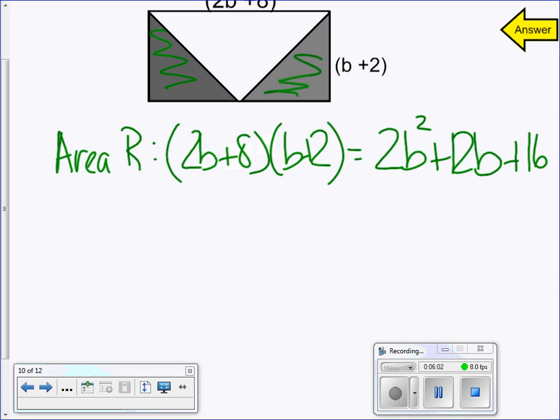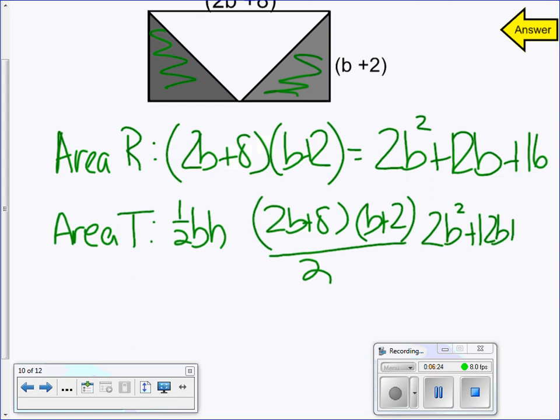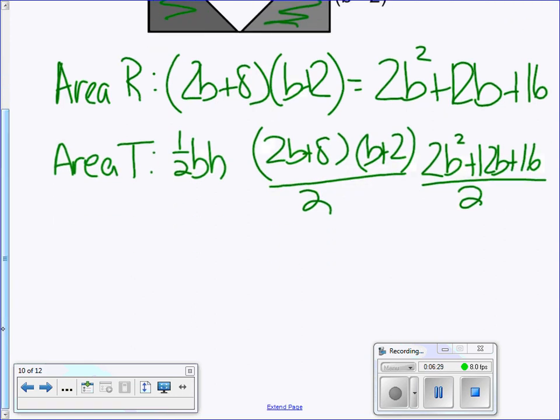Then I have to find the area of the triangle. And that is, remember, 1/2 base times height. So that's going to be 2b plus 8 times b plus 2 over 2. So that's 2b squared plus 12b plus 16 divided by 2. And that equals b squared plus 6b plus 8.